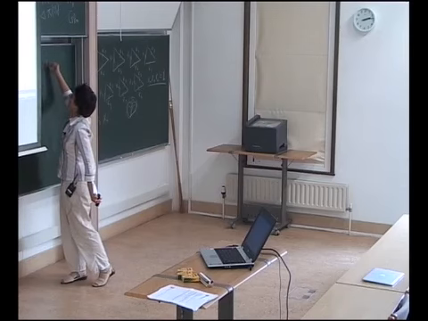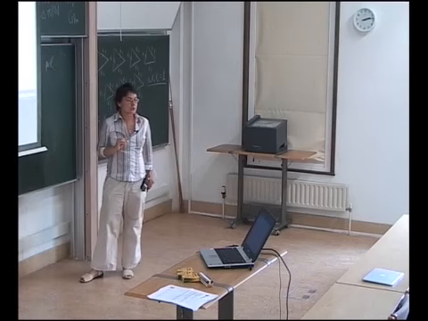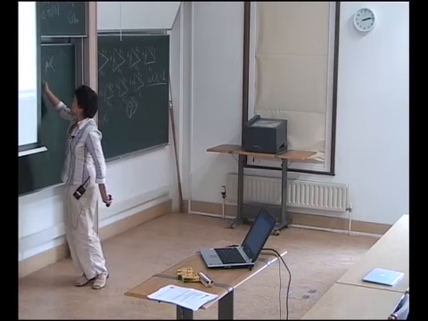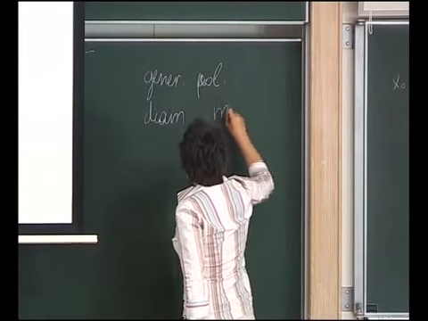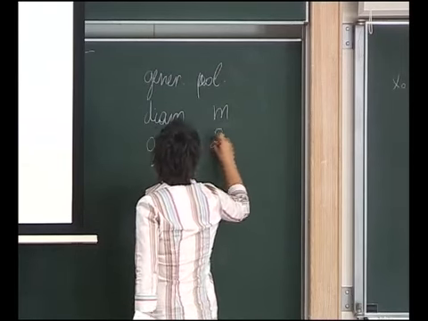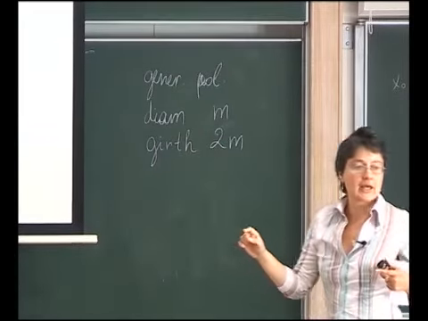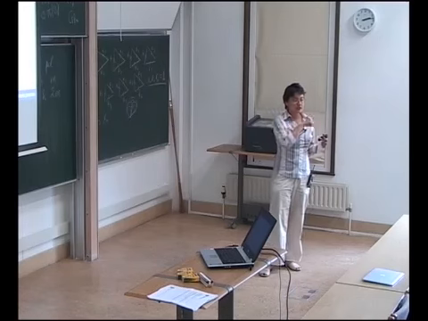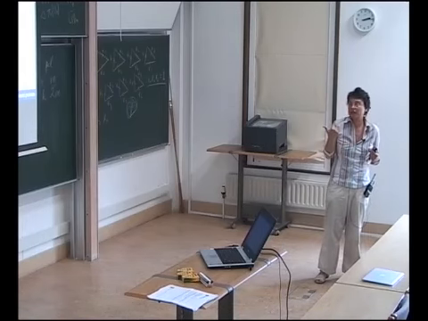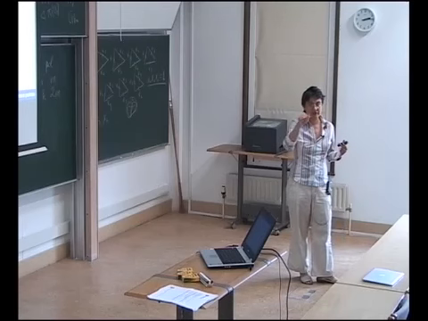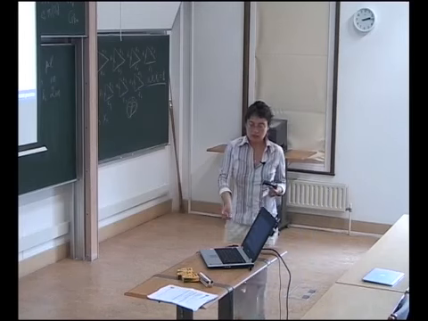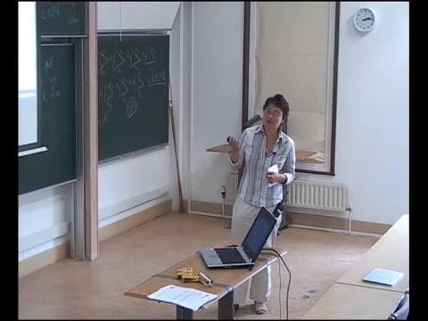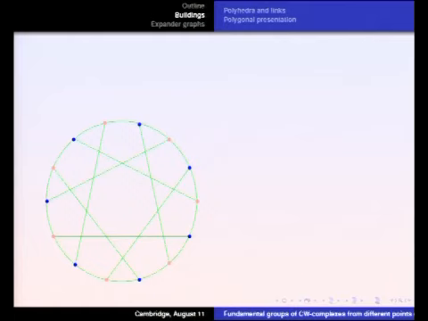There is another interpretation of graphs of this kind: so-called generalized polygons. What are those graphs? They are graphs of diameter m and girth 2m. What is the diameter of a graph? It's the maximal distance between any two vertices in a graph. And what is the girth? The girth is the length of the shortest cycle. So here the diameter is 3 and the girth is 6. This is an example of a one-dimensional building.